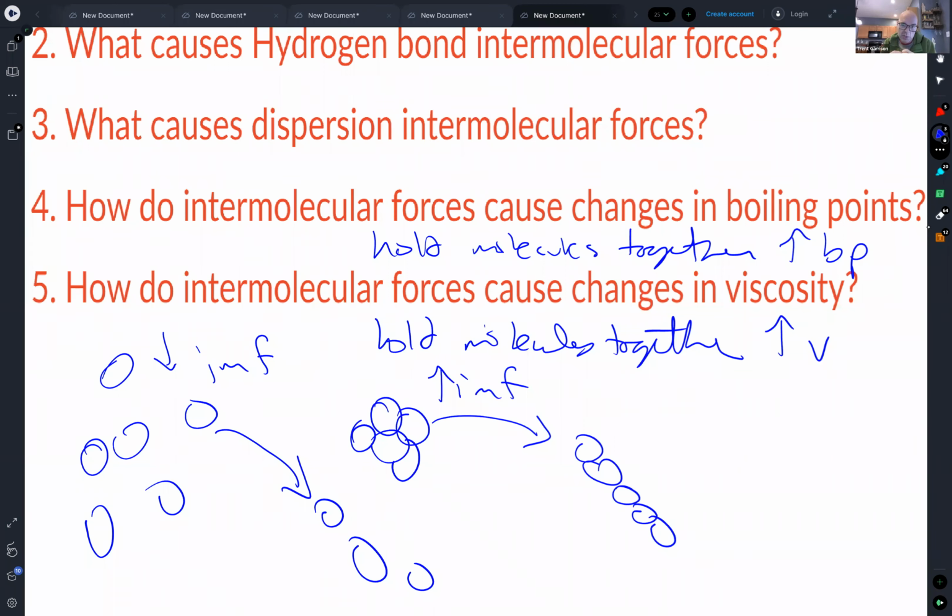Okay, so the stories are all basically the same. The closer the particles are, the higher the boiling point. The closer the molecules are, the higher the viscosity, the resistance to being poured out. The closer they are, the stronger the molecules are as far as their intermolecular forces. So the hydrogen bonds are the strongest intermolecular forces. Dipole is second, and dispersion are the weakest of the intermolecular forces.